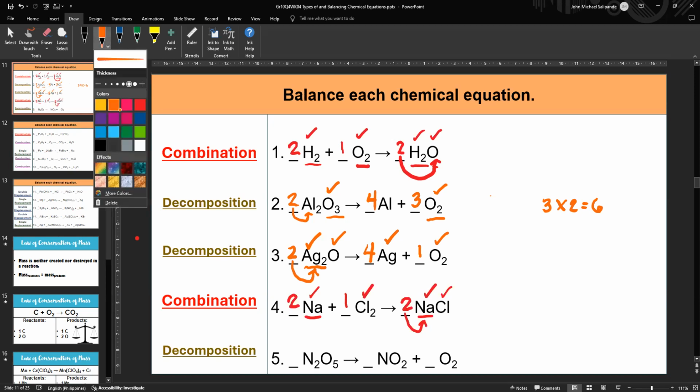Number 5, we have N2O5, dinitrogen pentoxide, decomposing to nitrogen dioxide and diatomic oxygen. This is another weird scenario because you have 5 oxygen atoms on the left and a total of 4 oxygen atoms on the right side. This is where I will also introduce the odd or even technique, but in a new version.